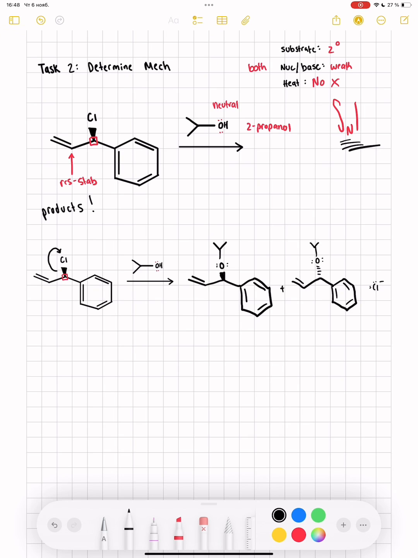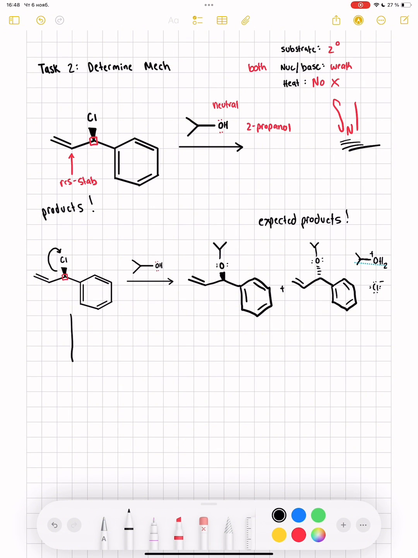So here we go. Here's our leaving group of chlorine. Here are its lone pairs. It's negative. And then we have our 2-propanol that gained a proton. So that oxygen is now, it gained the plus charge. This is, again, expected products.